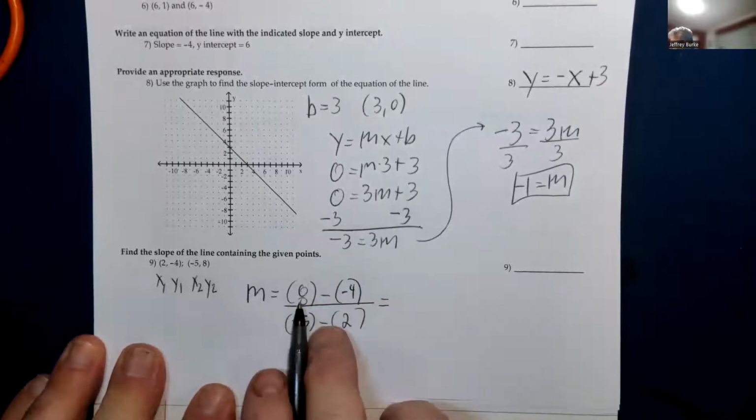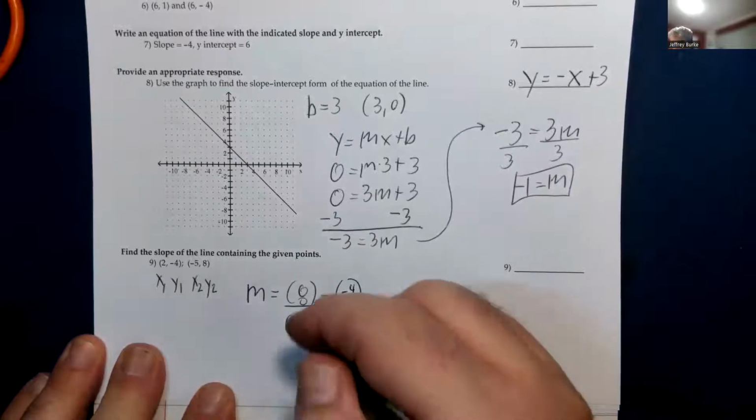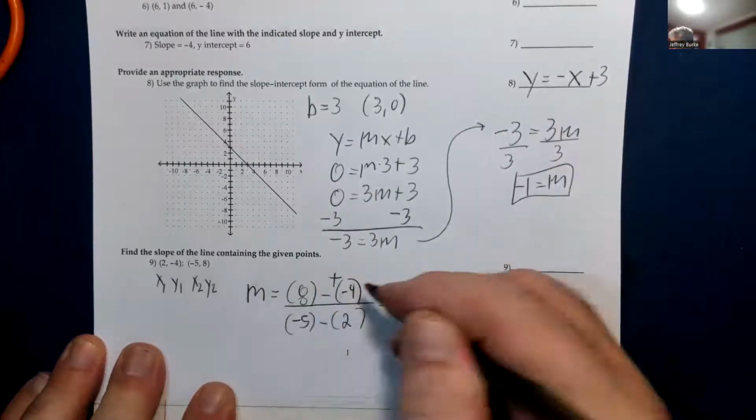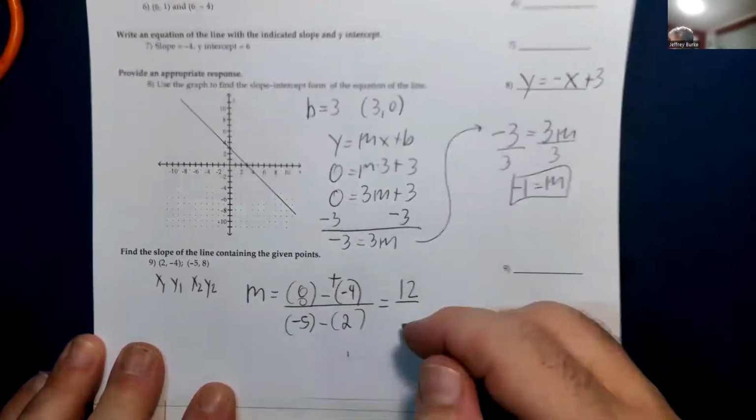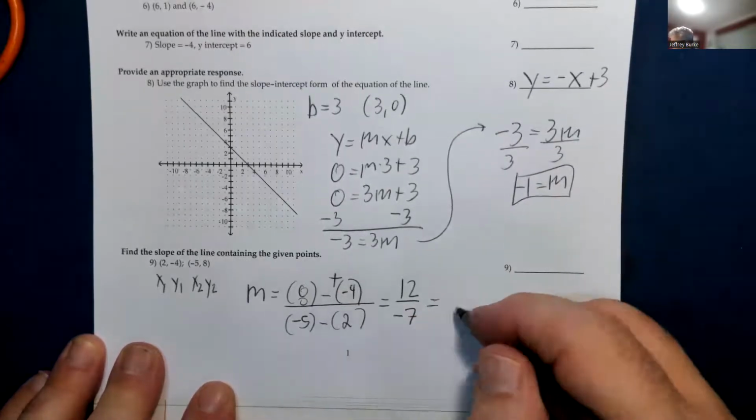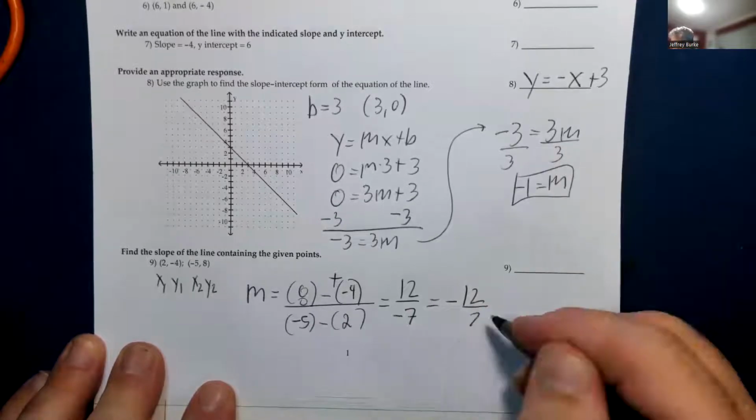Well, let's see what we get here. 8 minus -4, well, minus and negative is like plus. So 8 plus 4, that will equal 12. And then -5 minus 2, that's going to be -7. So I'd write this slope as -12/7.